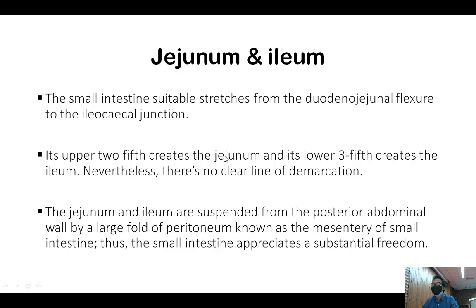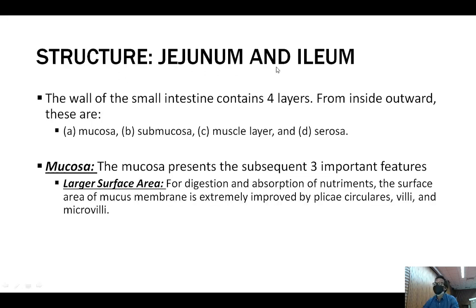All right then. So jejunum and ileum, nothing much to say. I'll just explain the structures, and I'll explain the peritoneum and the mesentery. What is peritoneum? What is mesentery? Towards the end. You just know that duodenum is more fixed, and jejunum and ileum are substantially more free. They can move according to their needs. So now let's see the structure of jejunum and ileum.